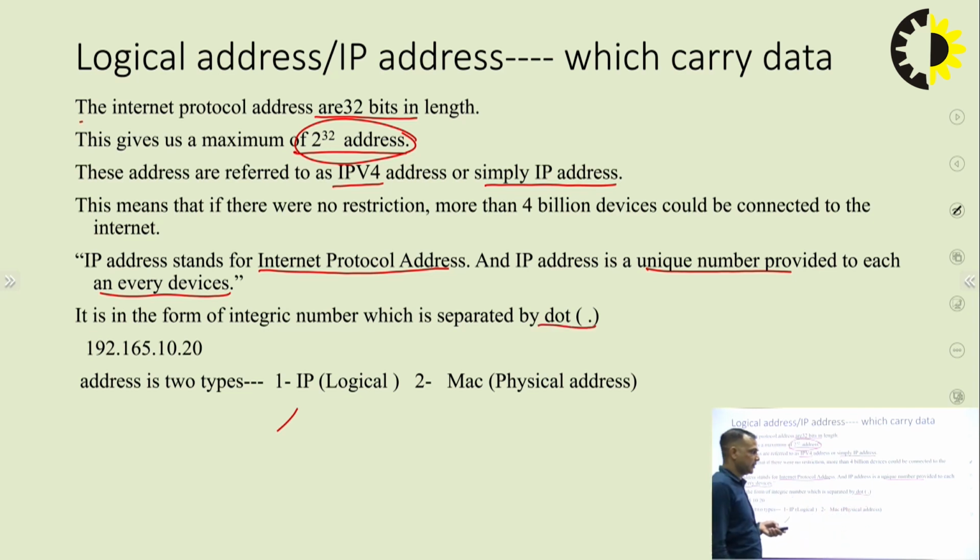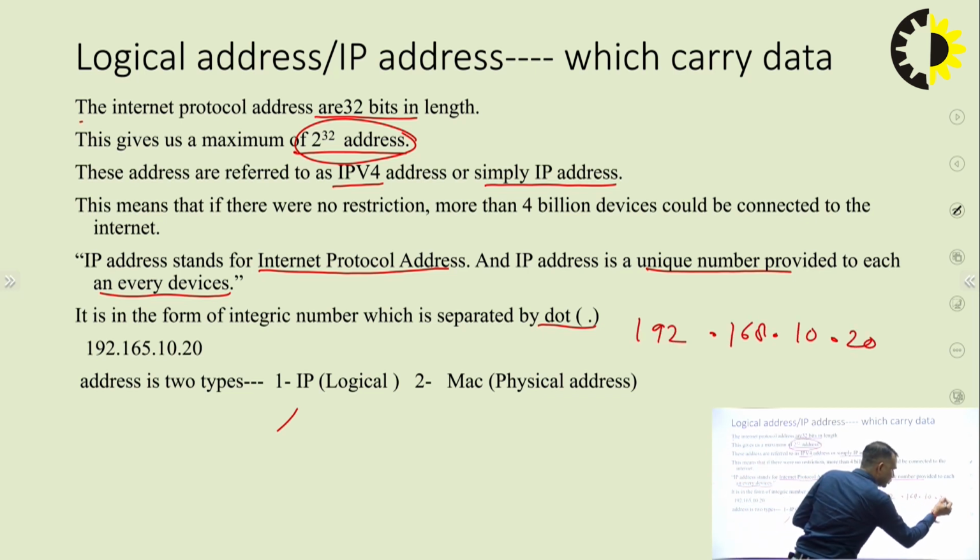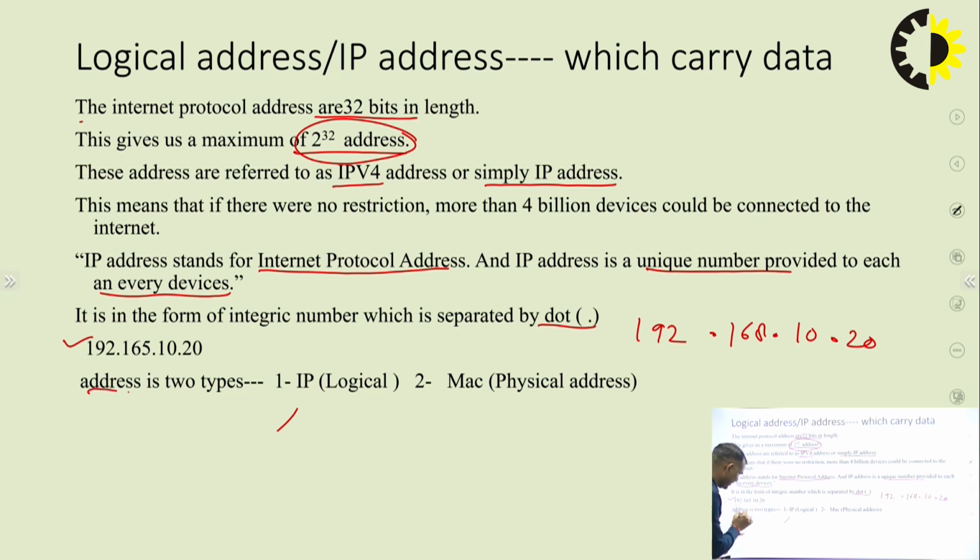What will it be? It will be numbers, which are always separated with the help of the dot. The numbers we just discussed look like 192.168.10.20. This is IP version 4, just like this: 192.165.10.20.